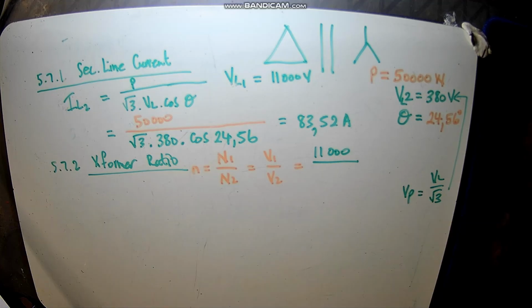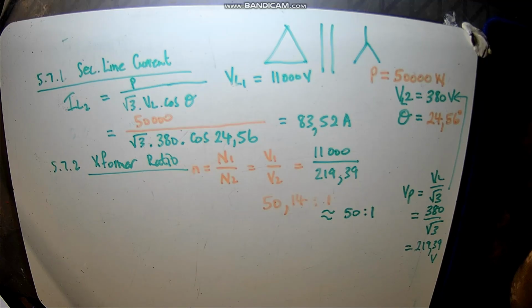Notice the question said the secondary line voltage is 380 volts. So that means we're going to have to find the phase voltage. V phase is equal to VL over root 3. That's going to give us 380 divided by root 3, and we'll get a final answer of 219.39 volts. Plugging our ratio into our calculator, it will always be something is to 1. We'll get 50.14 is to 1, and then round it off as 50 is to 1.